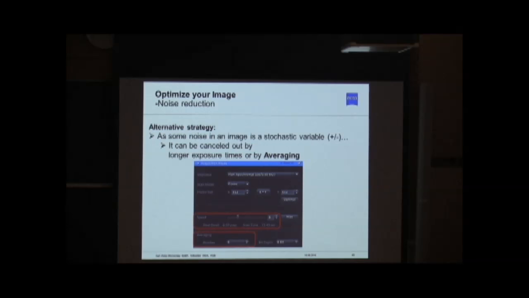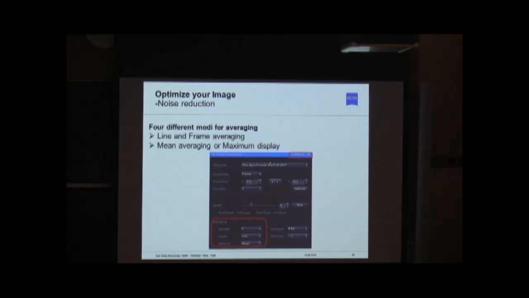And the averaging tab can be found also in the acquisition mode tab down here. If you hit the show all button, you will get some additional parameters regarding averaging, because in total, ZEISS is providing you with four different models for averaging: line and frame averaging, which you find over here, and mean averaging and maximum, which you find under the method section.